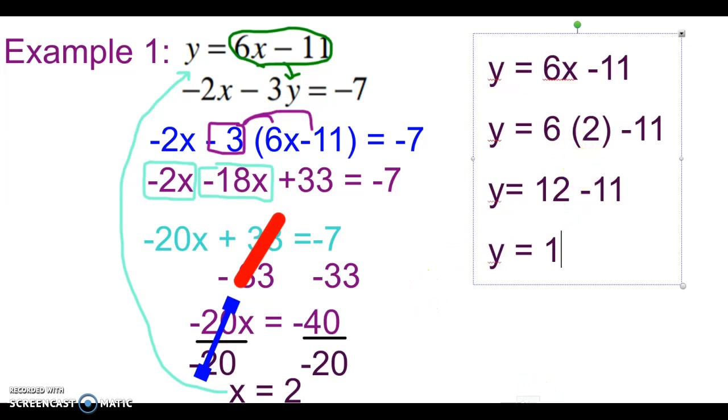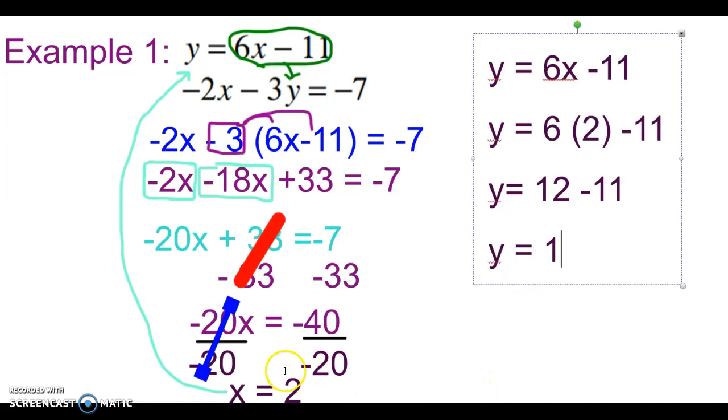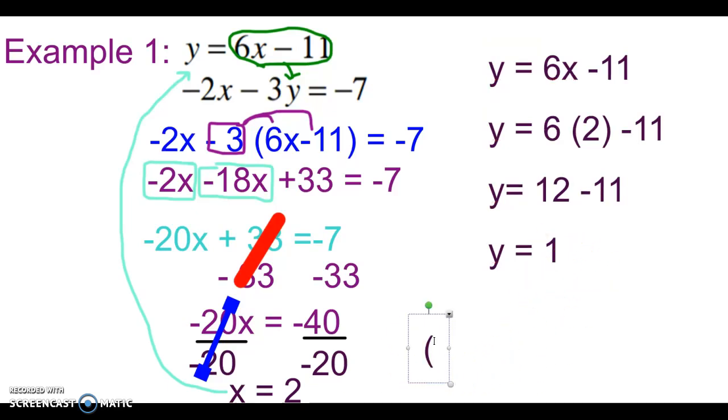Now to write our final answer, we need to write it as an ordered pair because this is one solution. We have a value for x and a value for y. So our ordered pair, always put your x value first, is going to be 2, 1. Our y value second. If you need to, go ahead and pause the video here to catch up on any of the steps that we just did. I'm going to go ahead and move on to example 2.